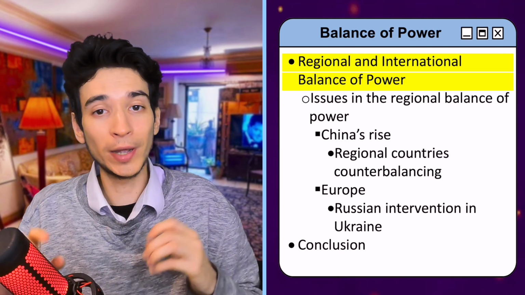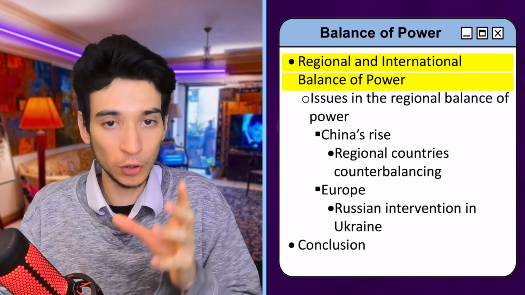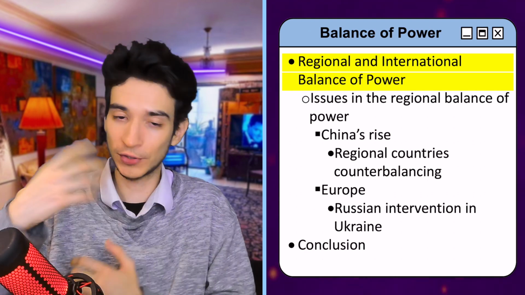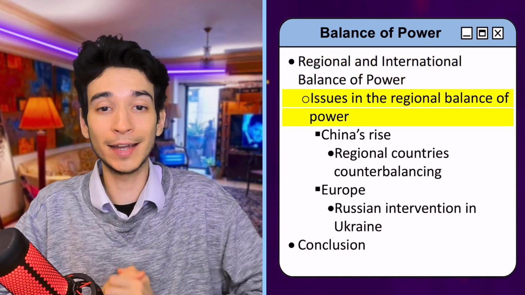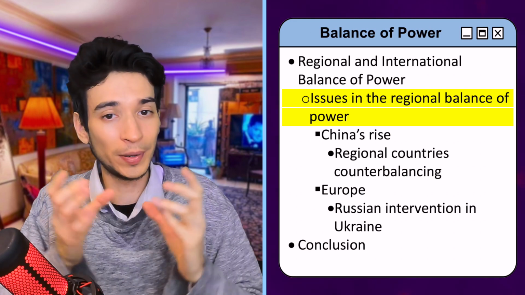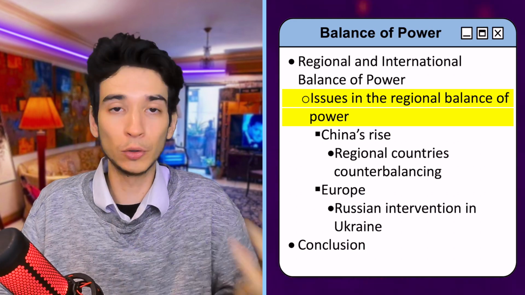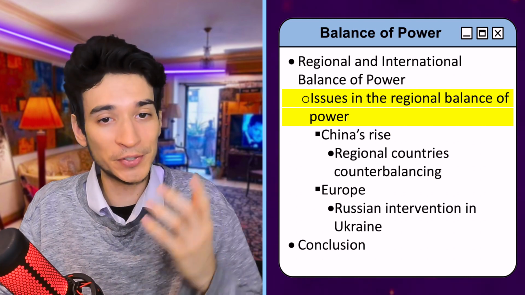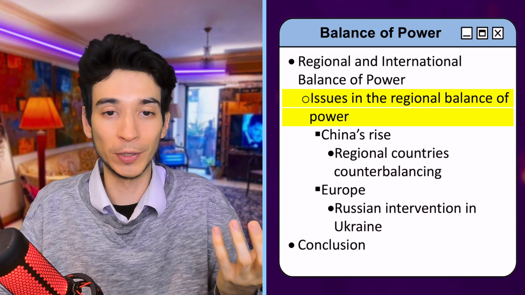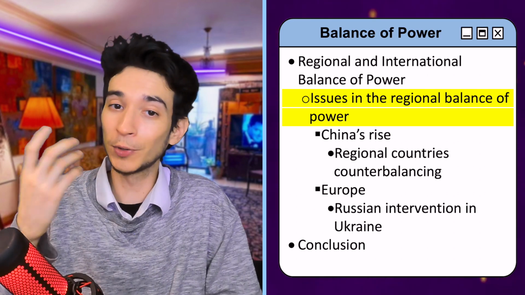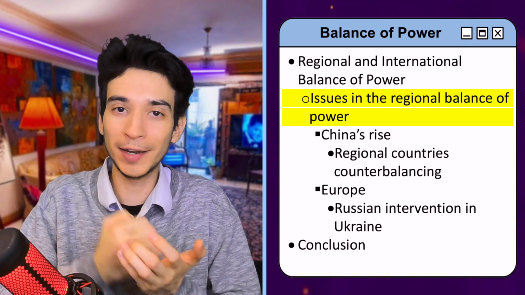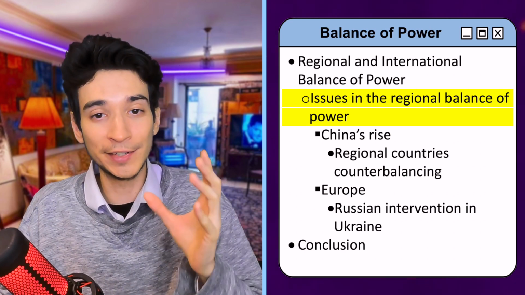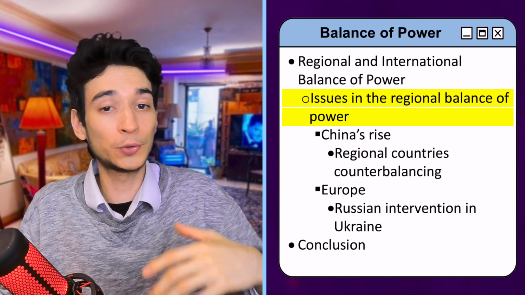And there is also a distinction between a regional balance of power and the balance of power in the international system. So you can see the issues in the regional balance of power if you look, for example, at the Middle East or Europe or Asia. So there are many different perspectives that you can take in international relations. So in international relations, there is no one right answer. There are just answers.